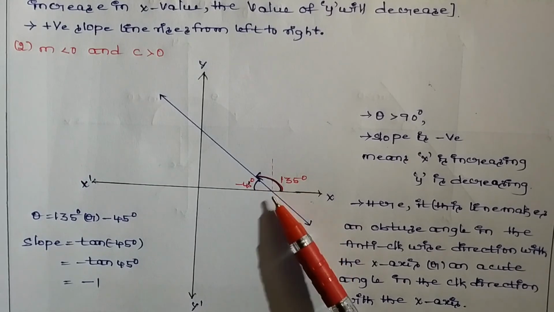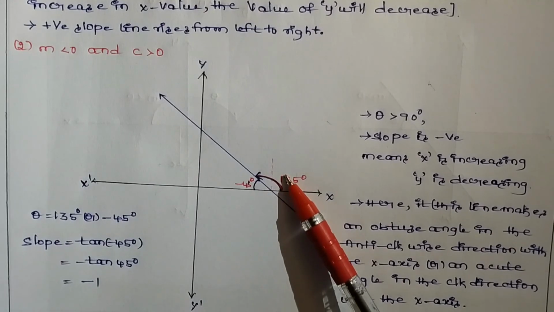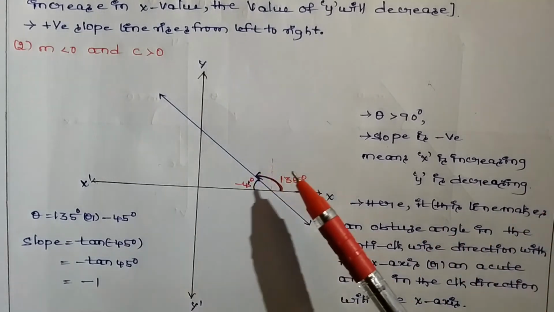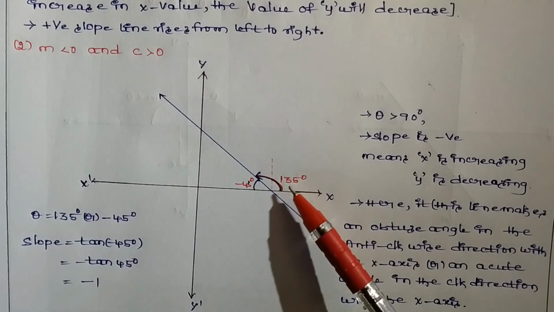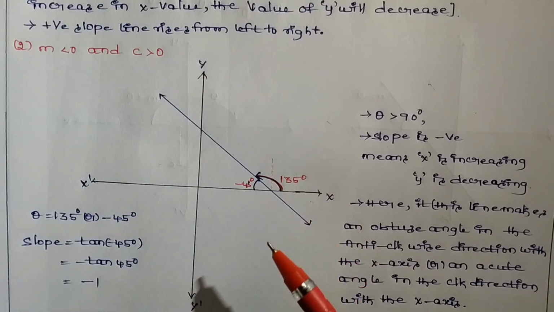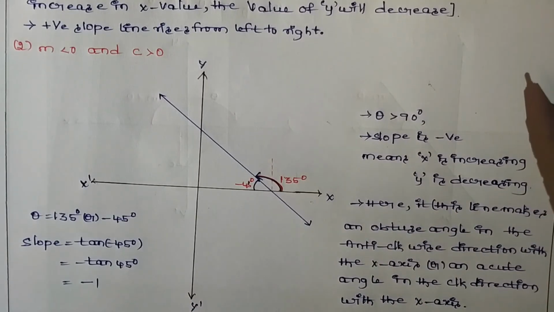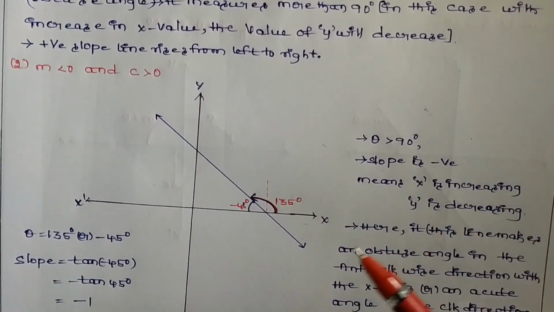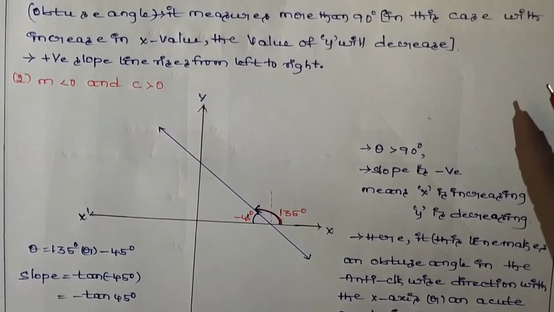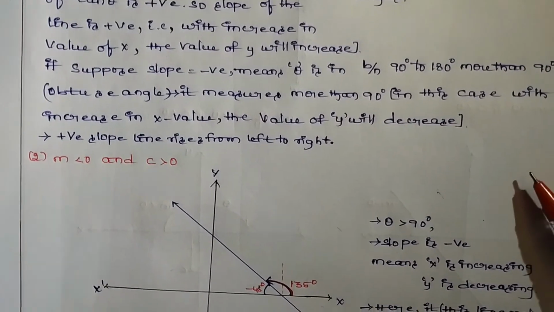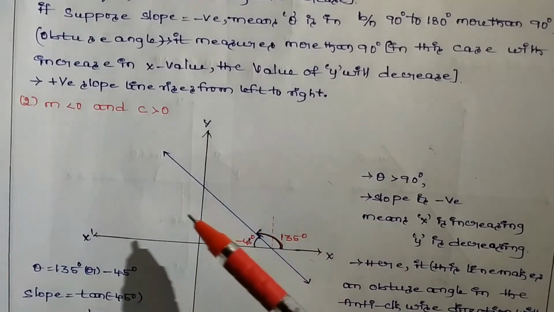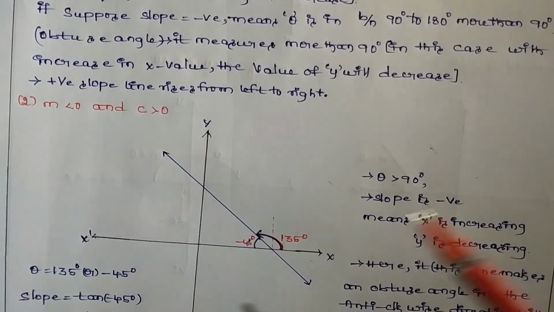Like this also we can tell, anti-clockwise direction with the x-axis. In this case, if we take theta equal to 135 degrees, we will get the slope as -1, which means a negative slope. That is why, even though x is increasing, y is decreasing. Negative slope means the graph will be like this. It is falling. It travels from left to right, but it is falling.